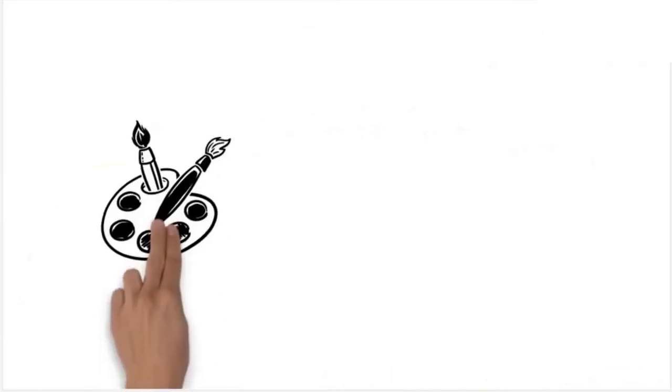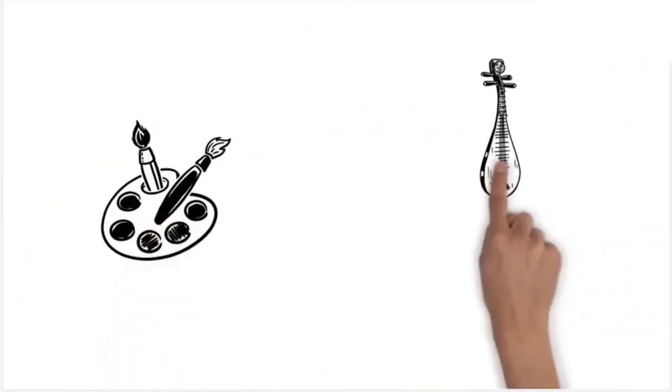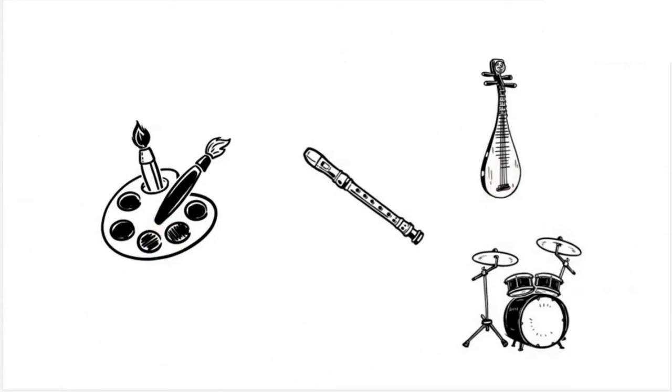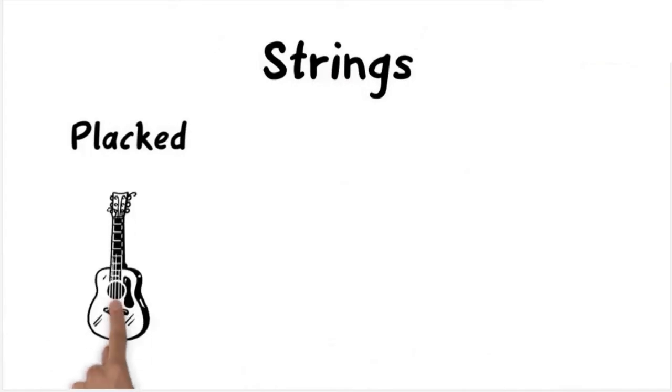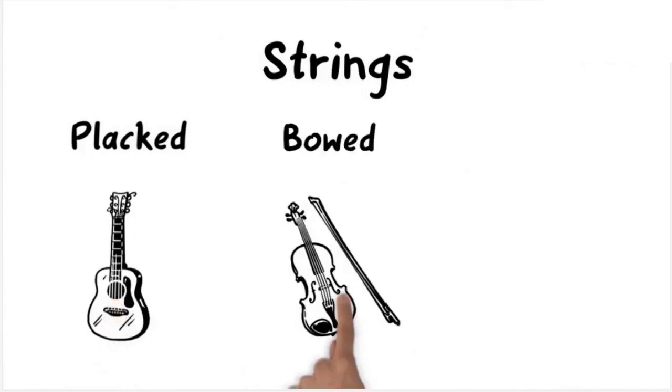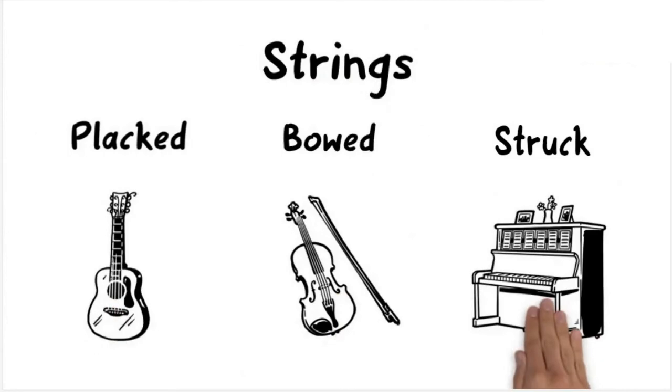And finally, the timbre is related to the musical instrument. Instruments can be strings, wind, or percussion. The strings can be plucked, like the guitar, bowed, like the violin, or struck, like the piano.